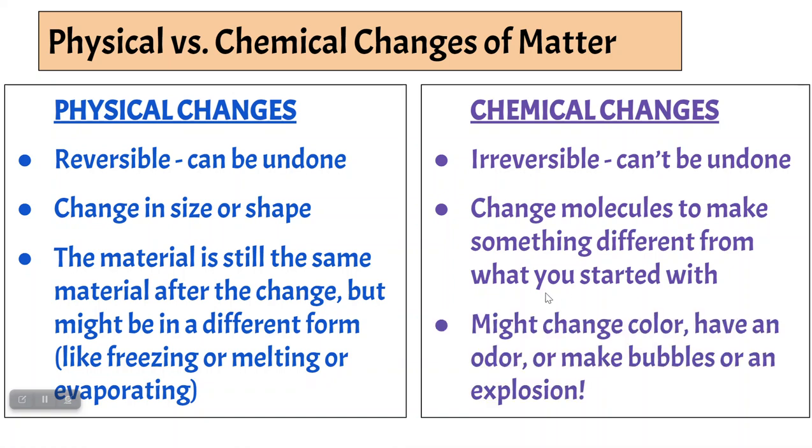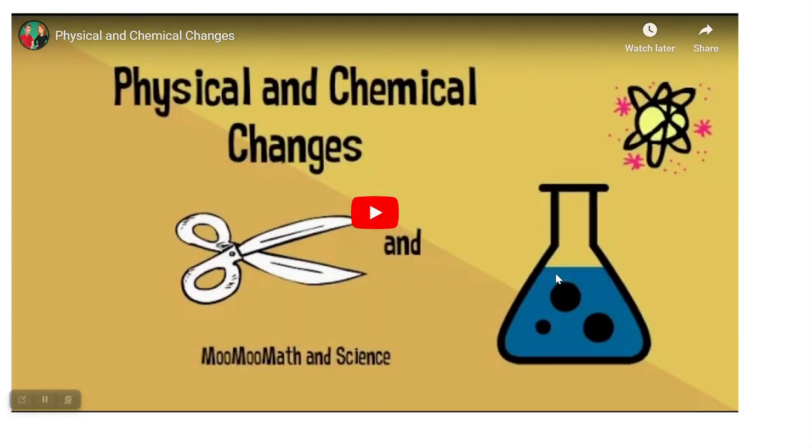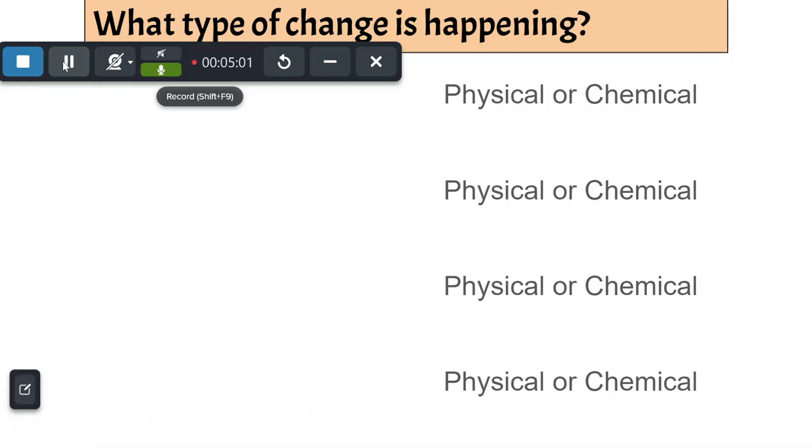You also might see changes in color, or a chemical change could have an odor, or it could make bubbles when there were not bubbles to start with, or even an explosion. So I have a little video for you, and let me set myself up for this. All right, so if we want to think about physical versus chemical changes, what if we're talking about ripping a piece of paper? Think about it first and see if you can answer the same as me.